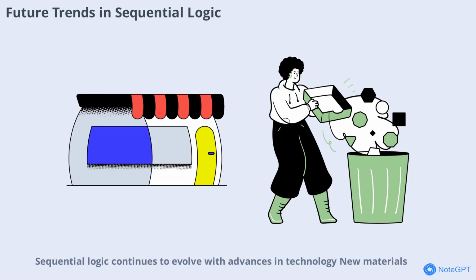Sequential logic continues to evolve with advances in technology. New materials, faster transistors, and improved design tools are enabling more complex and efficient circuits. Staying up to date with the latest trends ensures your skills remain relevant in a rapidly changing field.